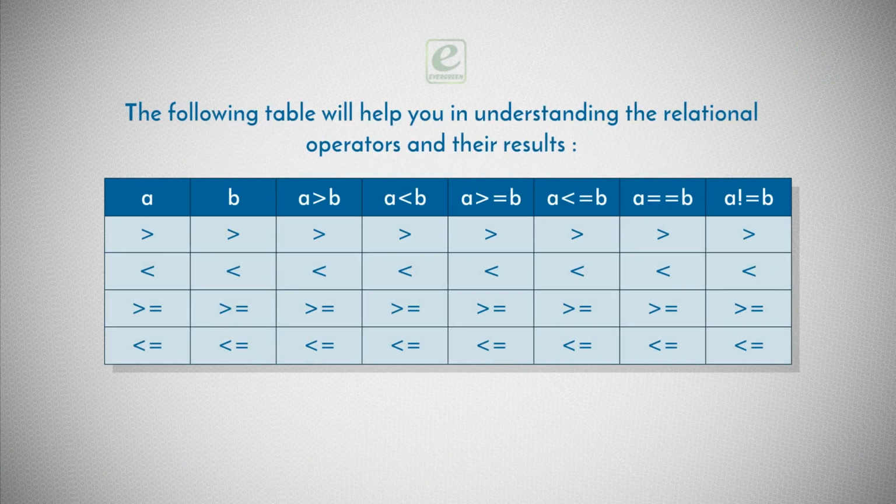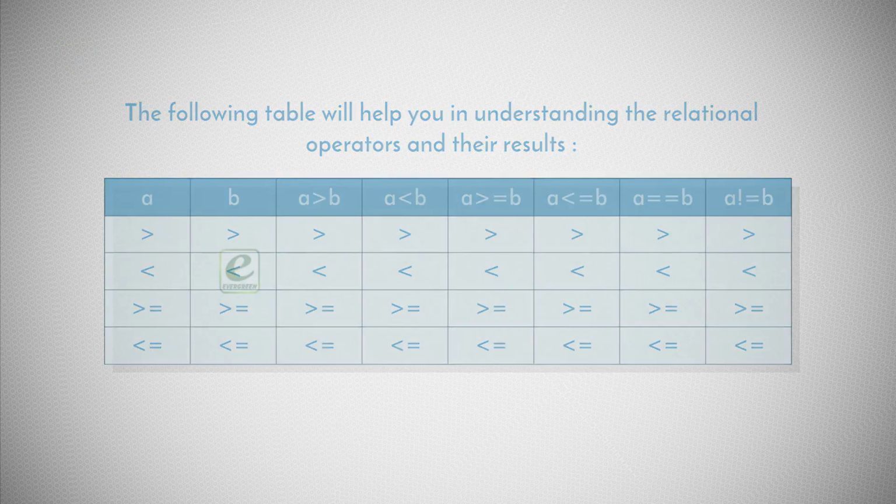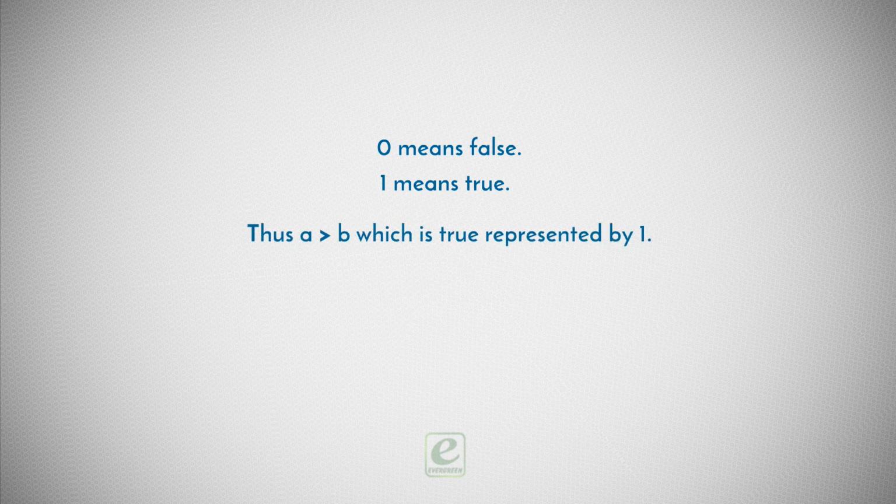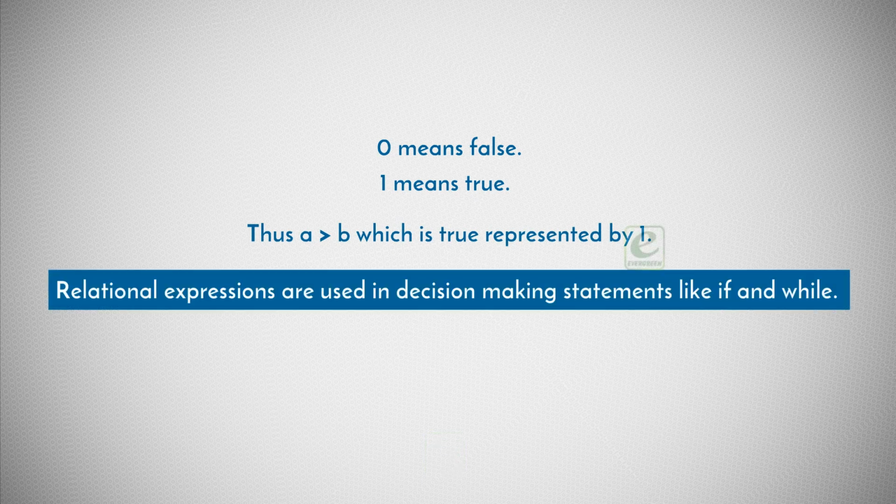The following table will help you in understanding the relational operators and their results. Here, values of A and B along with their relationship have been shown. Please note, 0 means false, 1 means true. Thus, A greater than B, which is true, is represented by 1. Relational expressions are used in decision-making statements like if and while.